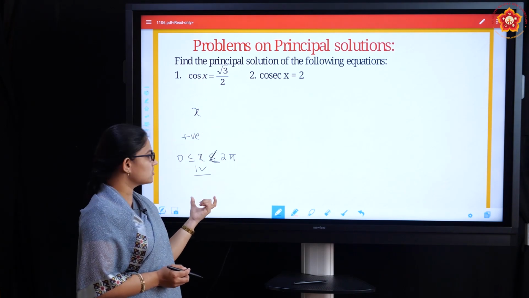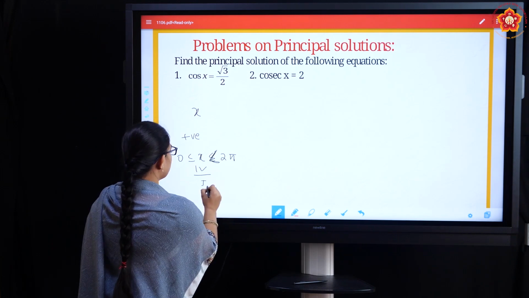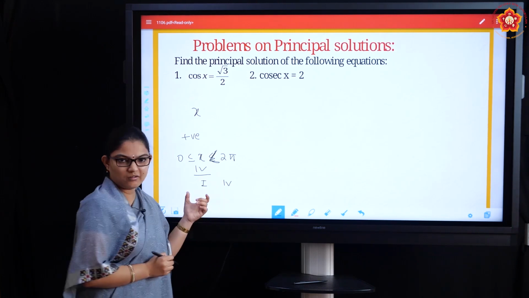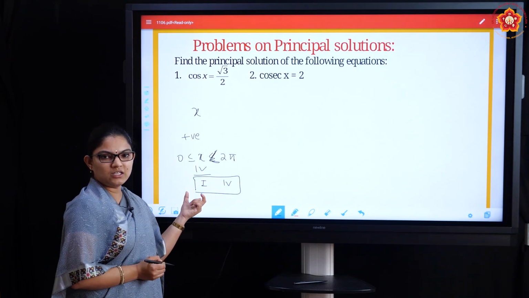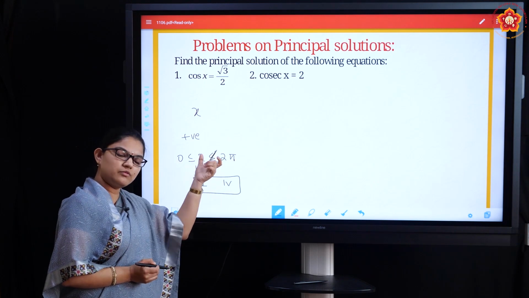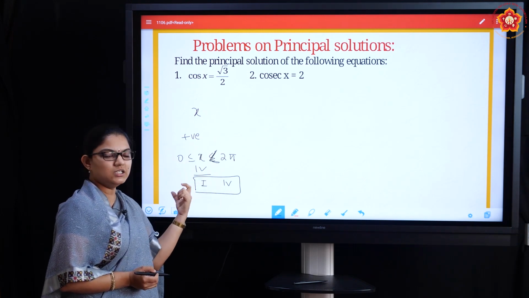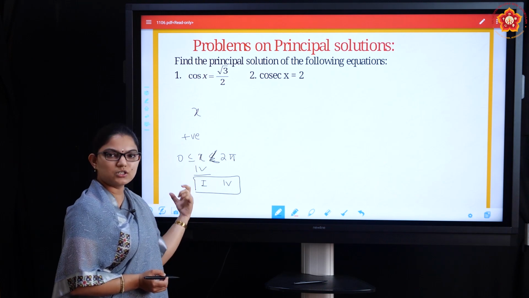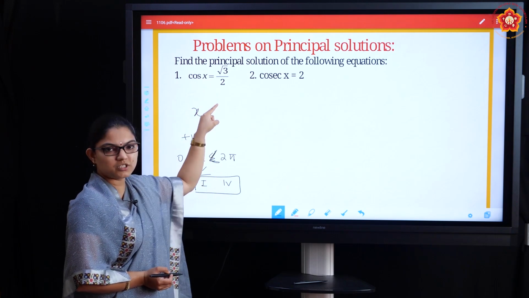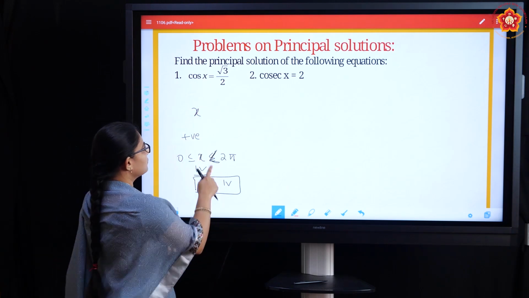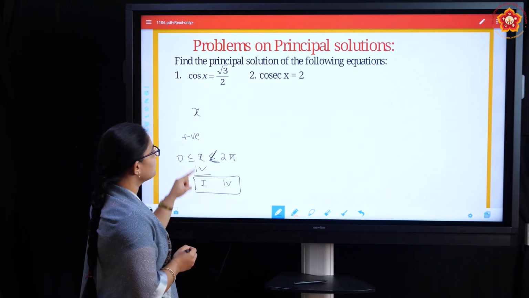So where is it positive? So it is positive in the first and the fourth quadrant, right? So it is enough if we find the angle in these 2 quadrants. We don't have to check in the other 2 quadrants, that is second and the third quadrant, because in the second and the third quadrant we get minus root 3 by 2. So we need plus root 3 by 2. So therefore we have to consider the first and the fourth quadrant for the positive.